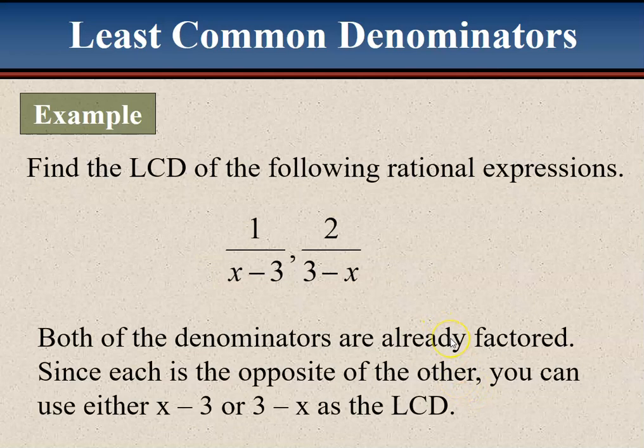Okay, last one. Both of the denominators are already factored. Since each is the opposite of the other, you can use either x minus 3 or 3 minus x as the LCD. Okay.